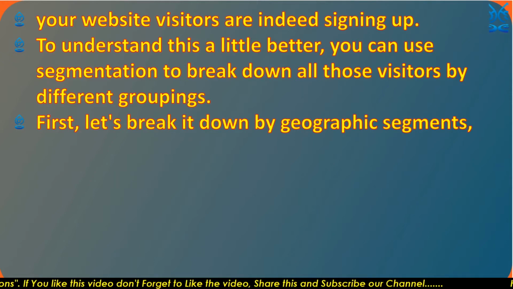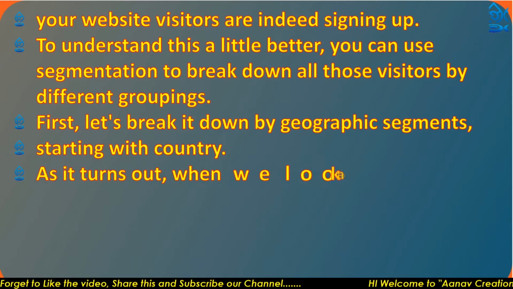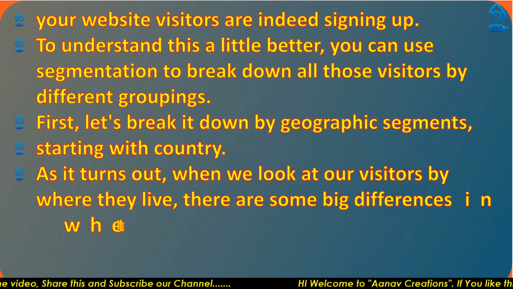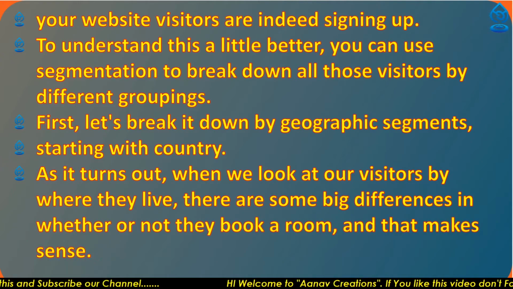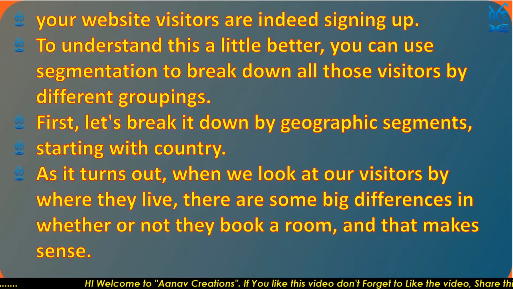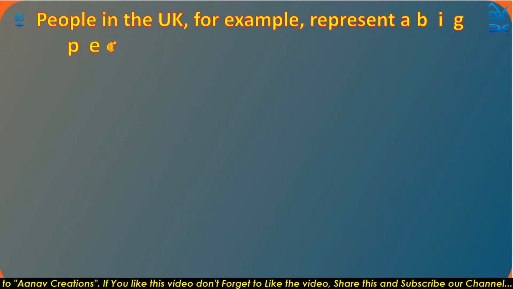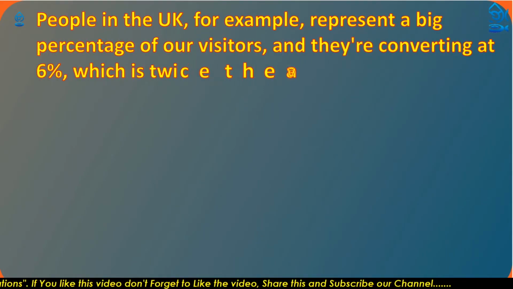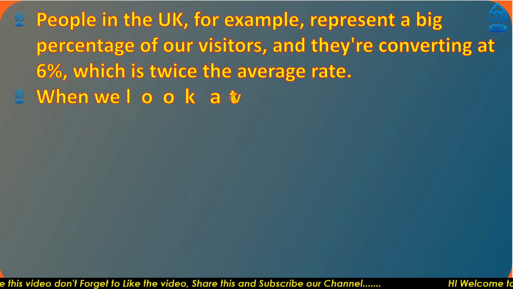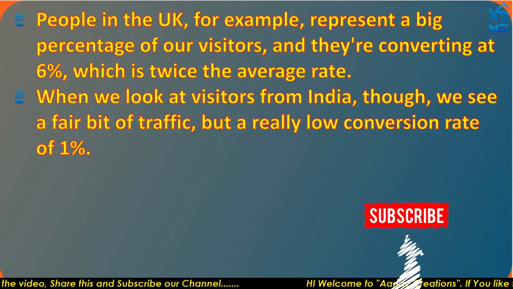First, let's break it down by geographic segments, starting with the country. As it turns out, when we look at our visitors by where they live, there are some big differences in whether or not they book a room, and that makes sense, right? People in the UK, for example, represent a big percentage of our visitors, and they are converting at 6%, which is twice the average rate.